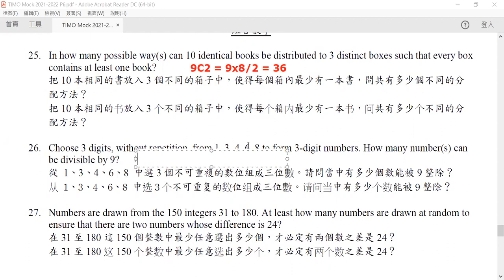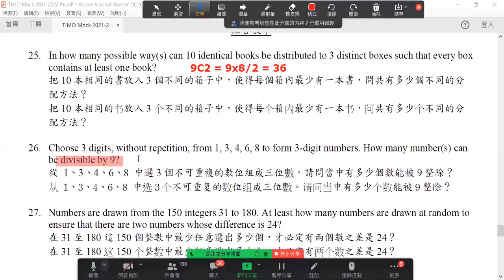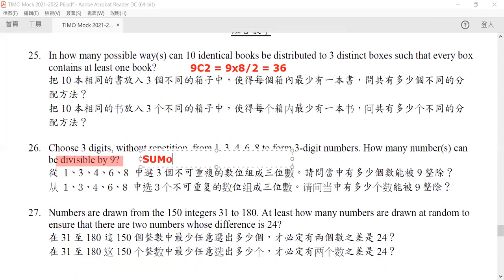For question 26, choose 3 digits without repetition to form 3-digit numbers. How many numbers can be divided by 9? In order for it to be divisible by 9, the sum of the digits of the number must also be divisible by 9. So let us find out how many numbers we can find that are divisible by 9.